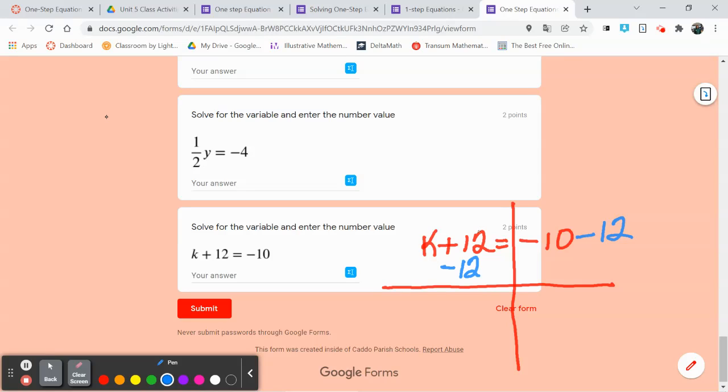This is going to cancel out, giving me 0, which is none. So my K is isolated. On this side, we don't subtract. So I need to do my math.